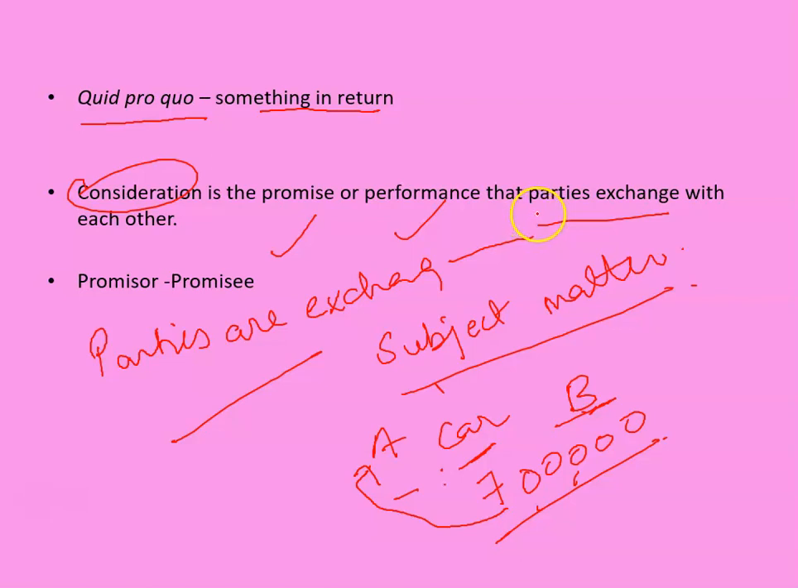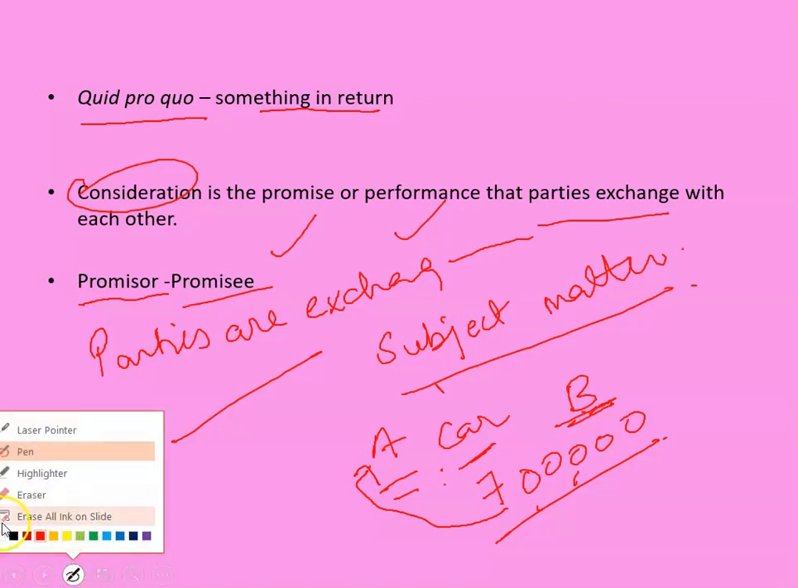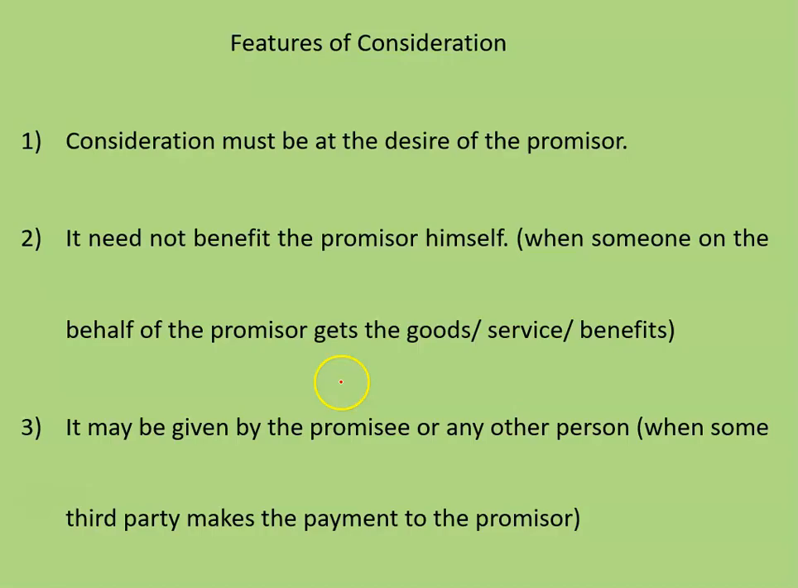So I hope it is clear that there are two parties, one is the promisor, one is the promisee. Suppose this person is the promisor and this person is the promisee, and they are exchanging something with each other, and we call that consideration. So in order to have a better understanding of the feature, we move ahead. Next we come to the features of consideration.